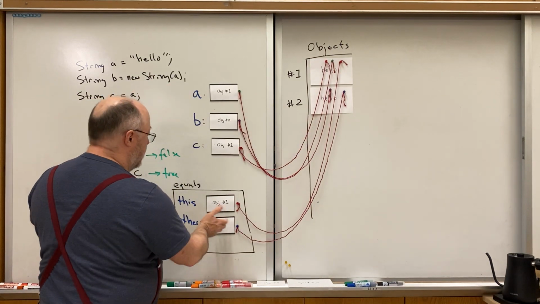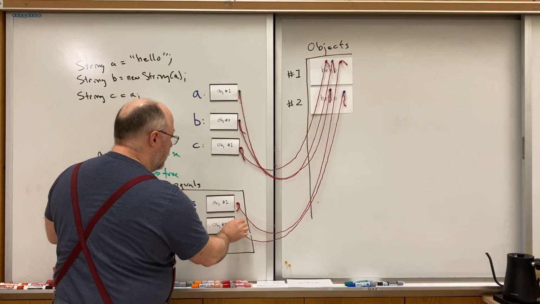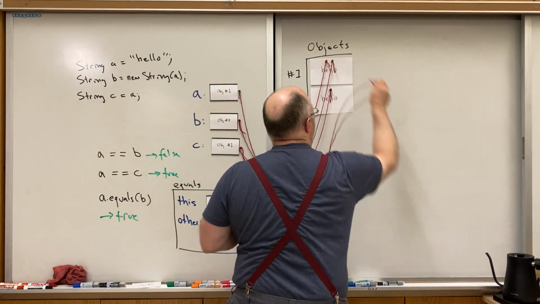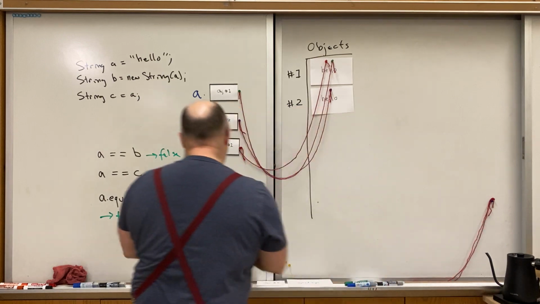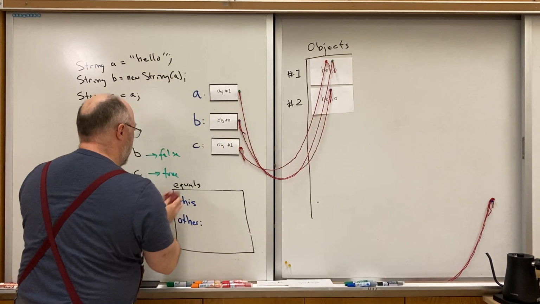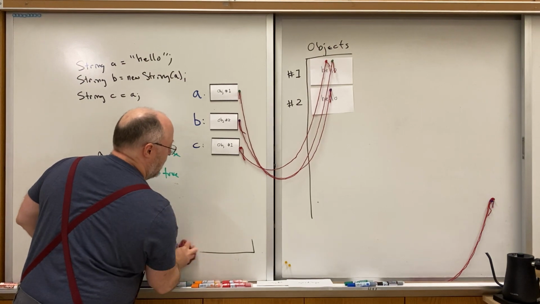And at that point, once the method has returned, this all goes away. We can take these off, stick it here. These variables go away, and this whole method disappears.